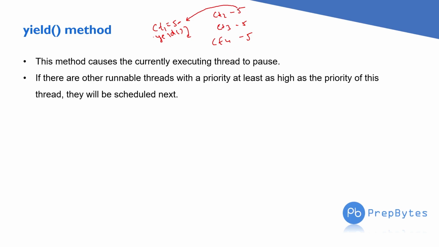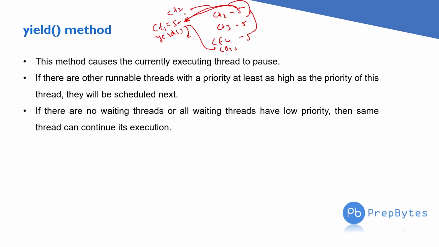So if it checks that ct2 priority is equal to 5, ct3 priority is also equal to 5, ct4 priority is also equal to 5, now it can schedule any of these three threads for execution. Okay, so if there are other runnable threads with a priority at least as high as the priority of this thread, they will be scheduled next. Fine, and after this it will again come back to here. It will join the queue and someone else will run.